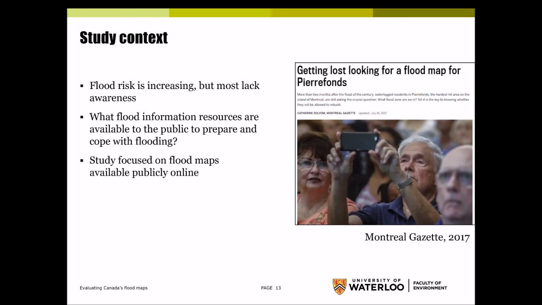So I wanted to quantify and understand where flood information is available, particularly flood maps. If I'm a concerned Canadian seeing flooding in the media, and I look this up online, what do I find for my community?